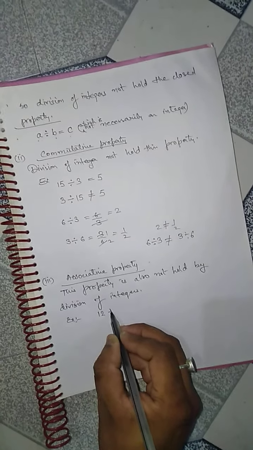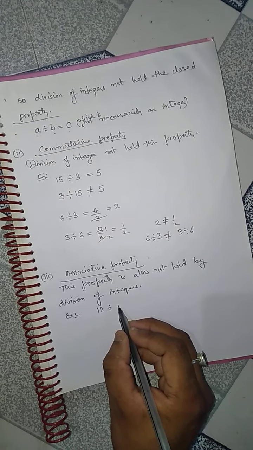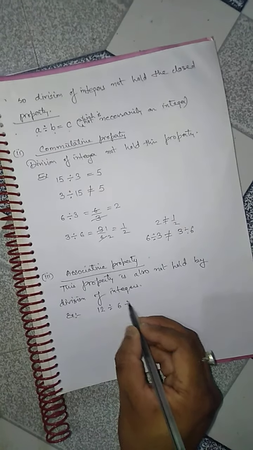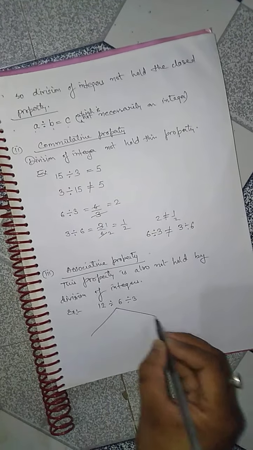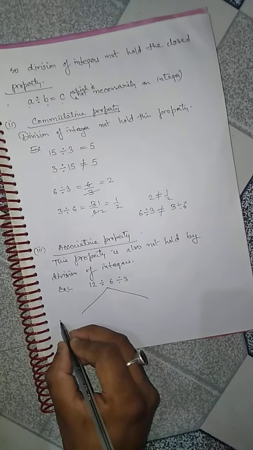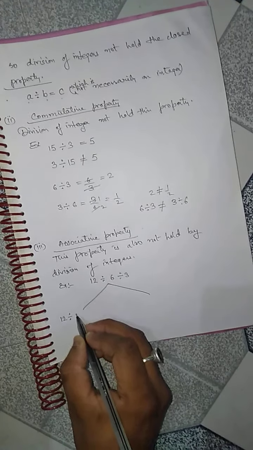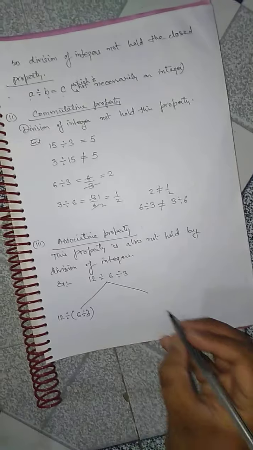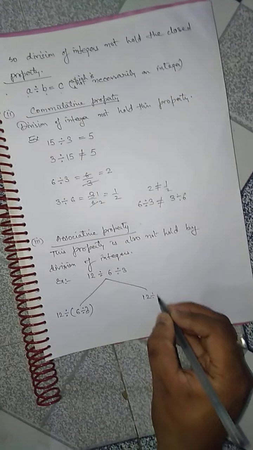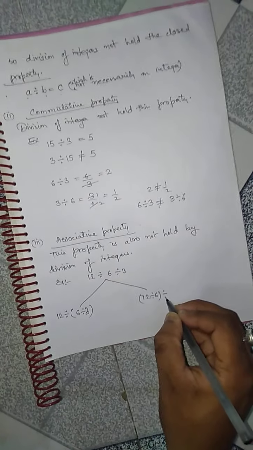12 divided by 6 divided by 3. We can solve this question in two ways. First, 12 divided by bracket 6 divided by 3, where we use the bracket, or 12 divided by 6 first, and then whatever quotient we get, we divide by 3.